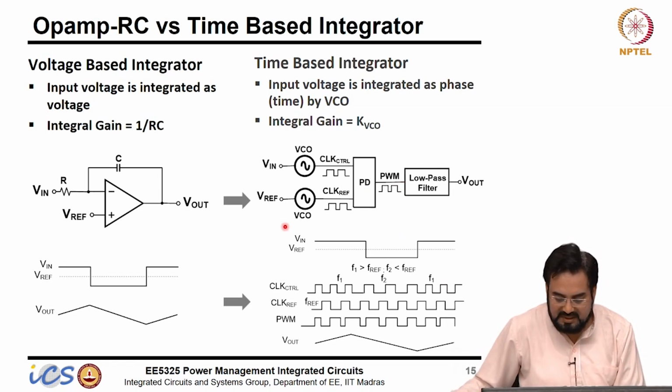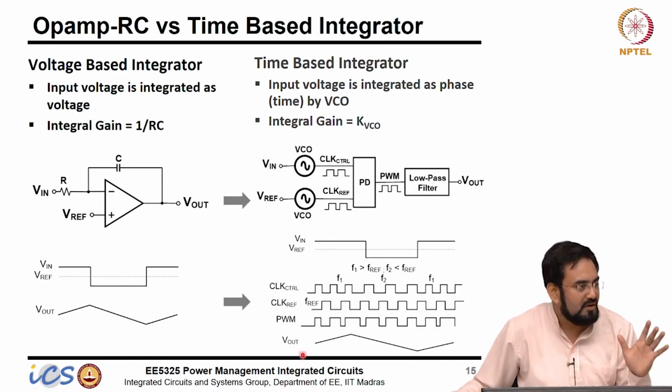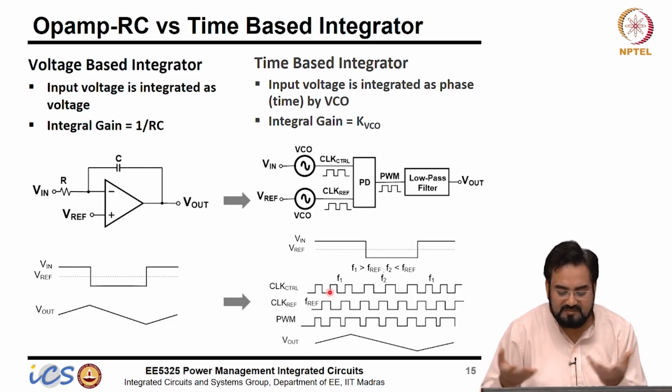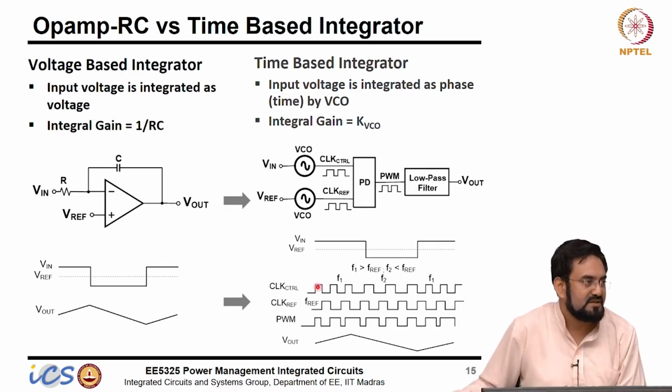So, if I put, let us say, a box around this, I mean input and output, and let us say this filter is good enough to filter all the ripple, you can hardly differentiate between these two. So, both functionality will be exactly the same.